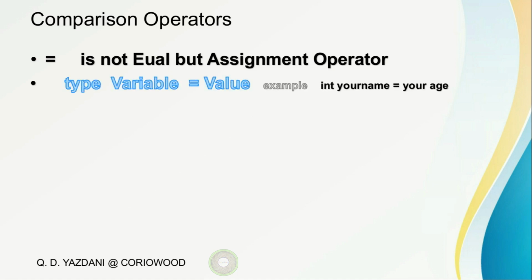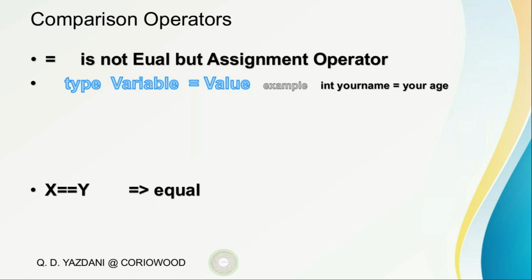That's not equal. We're going to discuss what equal is inside C++ and other programming languages. As we discussed, the type is int, then the variable is equal to a value. Say you want to put your age: the type is int, then your name, equal to the value, which is your age. You can put 12 or 30 or 40, whatever your age is. So the int example is int your name equals your age.